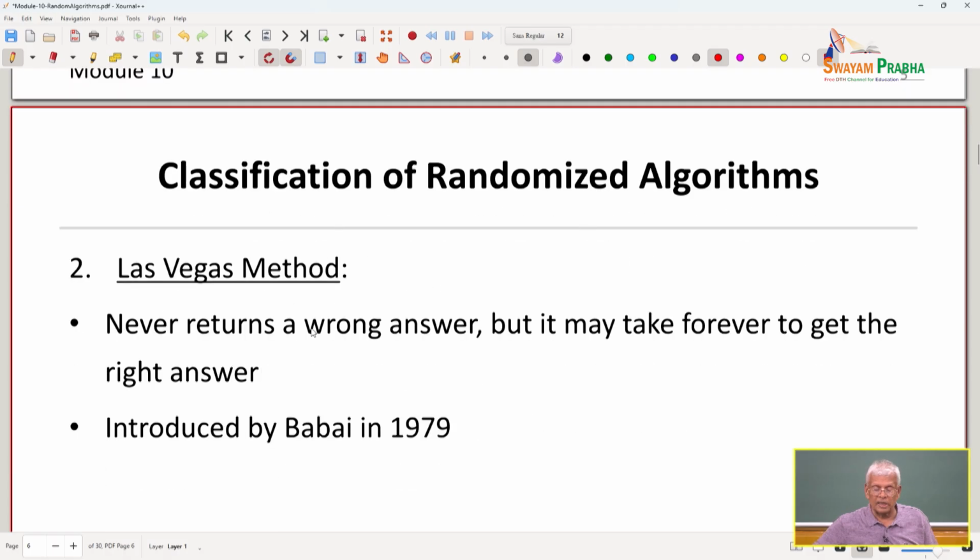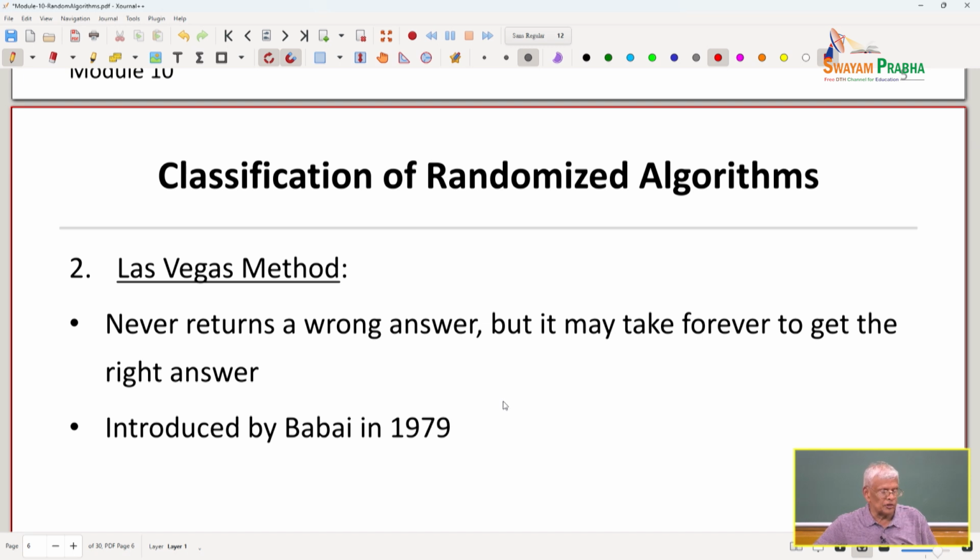Classification of randomized algorithms continues. Another is a Las Vegas algorithm. A Las Vegas algorithm never returns a wrong answer, but it may take forever to get the right answer. It was introduced by Babai in 1979 as an alternative to Monte Carlo algorithms. Most of the algorithms that we are going to be talking about in the context of randomized linear algebra are of Monte Carlo type, where the quality of approximation is a function of the number of samples. But it's good for you to understand the difference between the basic approaches to randomized algorithms, Las Vegas type and Monte Carlo type.